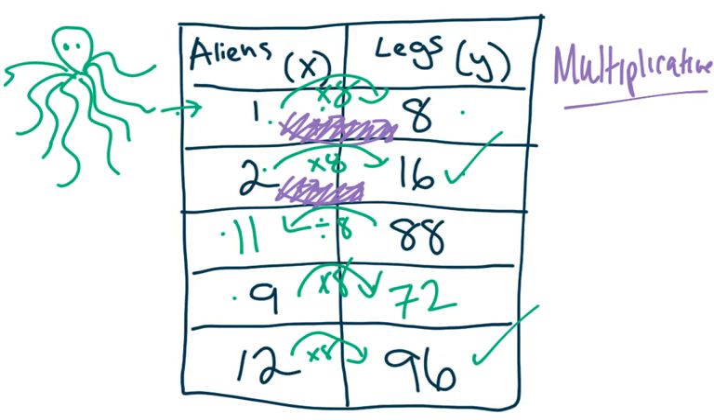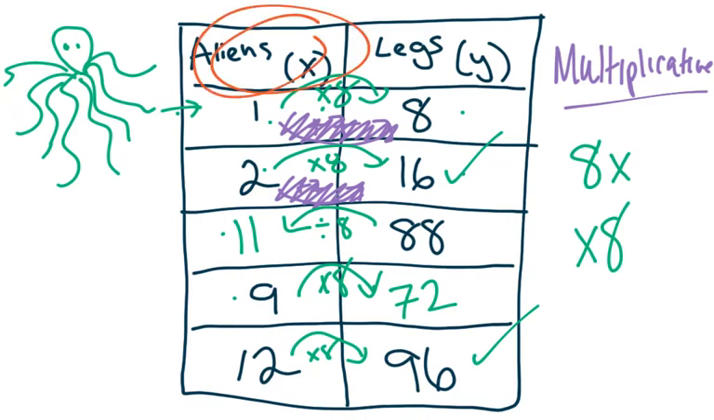Here are 2 options. You could write it 8x, or you could write it x8. One of these is acceptable and one is not. When we write algebraic expressions with multiplication, first of all, notice how I do not have a multiplication symbol in there. That x is representing the variable of number of aliens. It does not mean times.